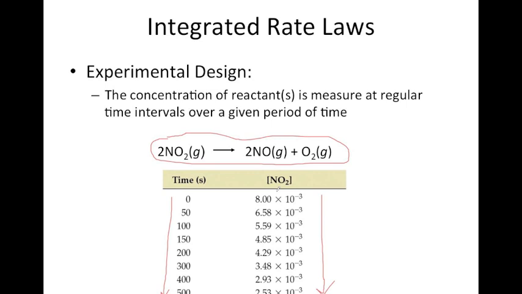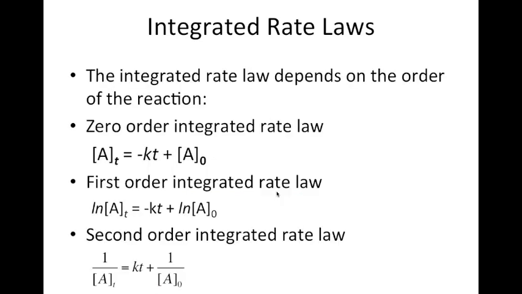Now, the integrated rate laws are derived from our regular rate laws, and the integrated rate law depends on the overall order of the reaction. So as you can see, if you have an overall zero order reaction, it has a rate law that looks like this. A first order reaction would have a first order integrated rate law that would look like this. And a second order reaction would have a second order integrated rate law, and it would look like this.